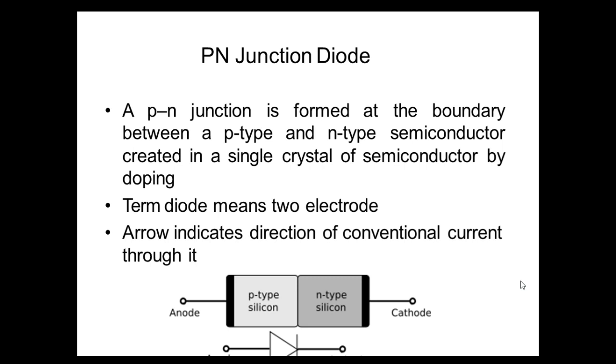And how is the term diode formed? Diode means two electrodes. You can see anode and cathode. To represent these two electrodes, this is the short form, diode. Then the arrow indicates the direction of conventional current through it. From where to where will the conventional current flow? From anode to cathode the conventional current will flow.